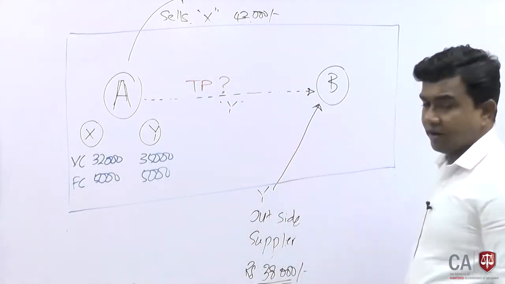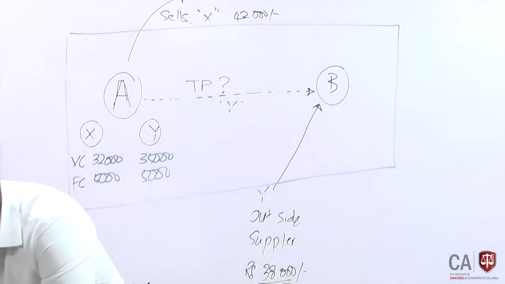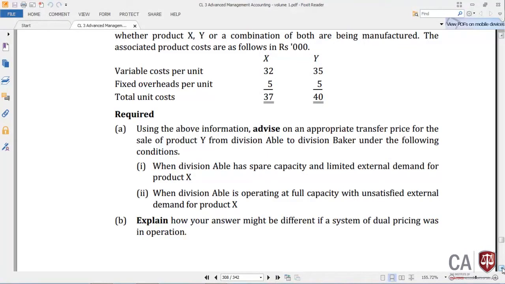That is the information appearing. Let's see the question. Moving into the computer screen again: using the above information, advise on an appropriate transfer price for the sales of product Y from division A to division B under the following conditions. Roman number one, when division A has spare capacity and limited external demand for product X. Roman number two, when division A is operating at full capacity with unsatisfied external demand for product X.